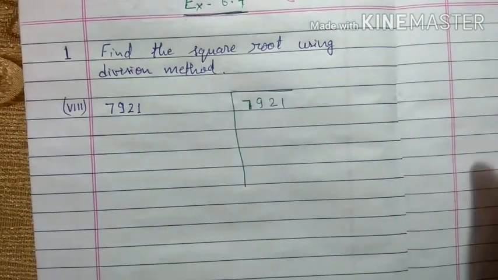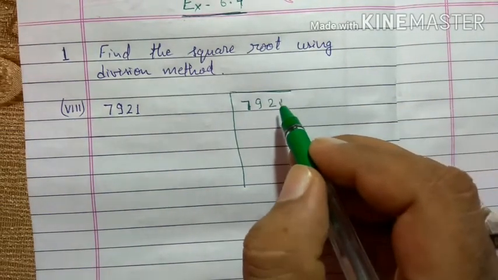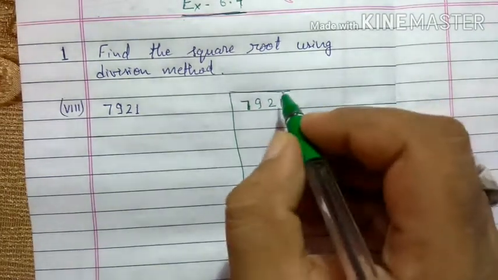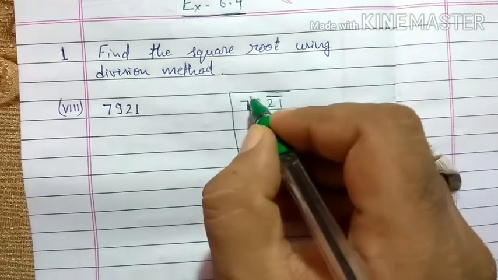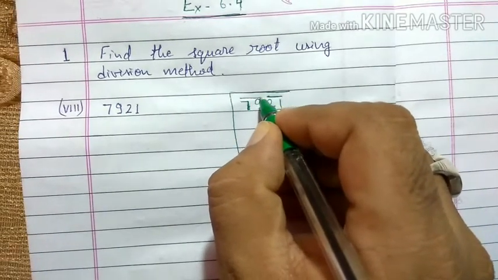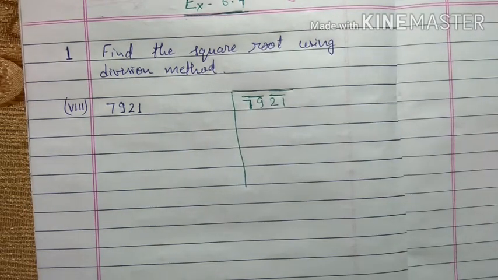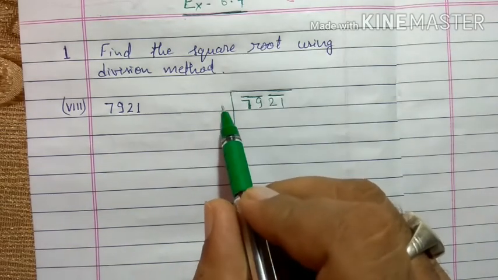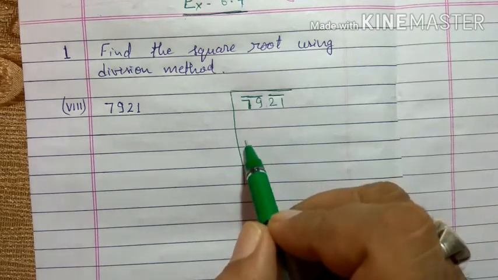The first step is to start pairing from the right hand side, from right to left. So pairing starts from the ones place always. So this comes in a pair and another pair is 79. So this is the first step. In the second step we have to find the digit which multiplied by itself gives a product equal to 79 or less than 79.